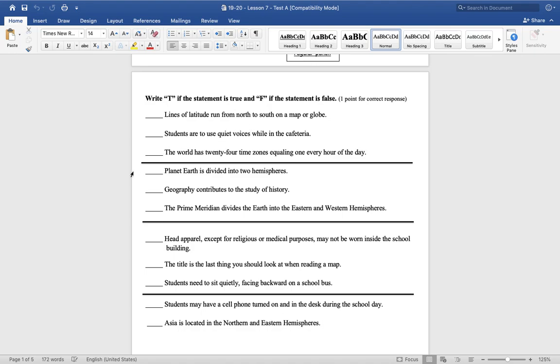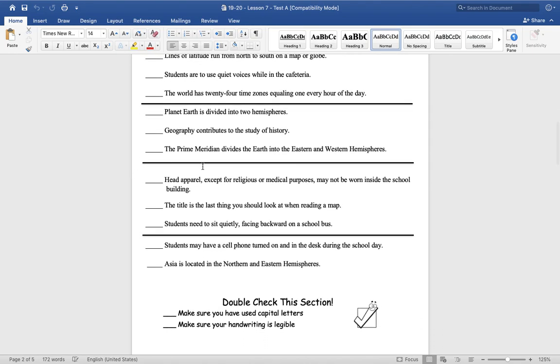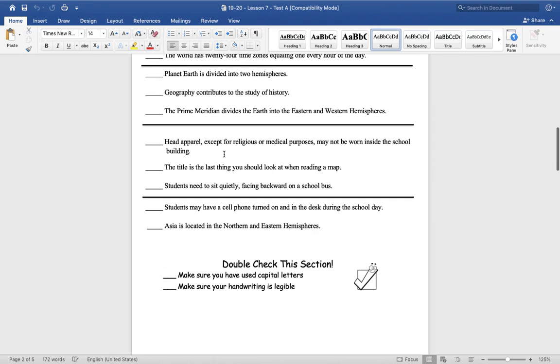Students are to use quiet voices while in the cafeteria. The world has 24 time zones equaling 1 hour every hour of the day. Planet Earth is divided into 2 hemispheres. Geography contributes to the study of history. The prime meridian divides the Earth into the eastern and western hemispheres. Head apparel, except for religious or medical purposes, may not be worn inside the school building.